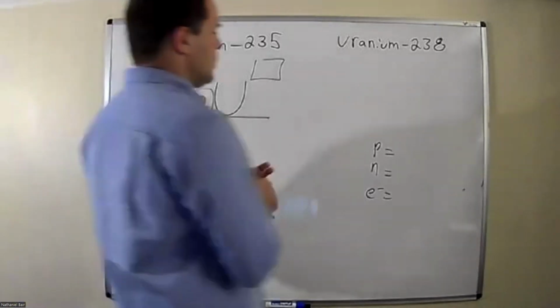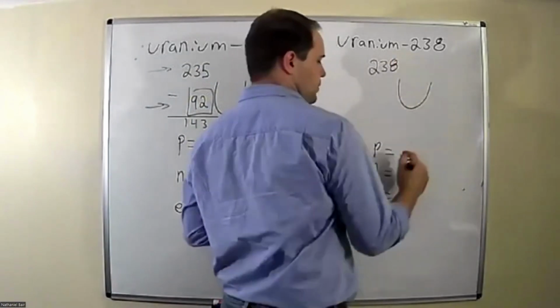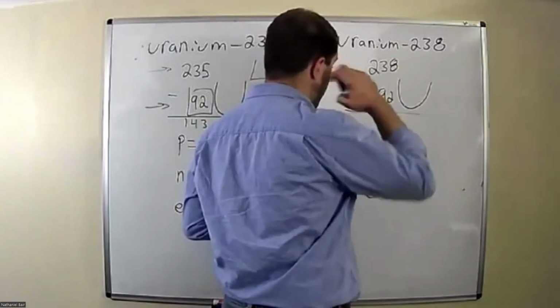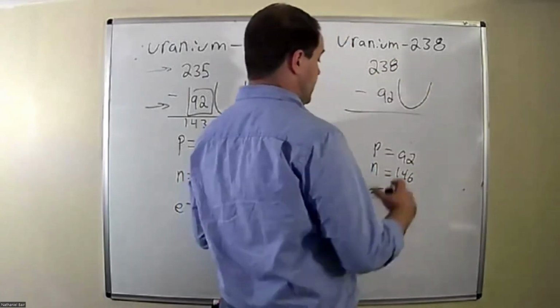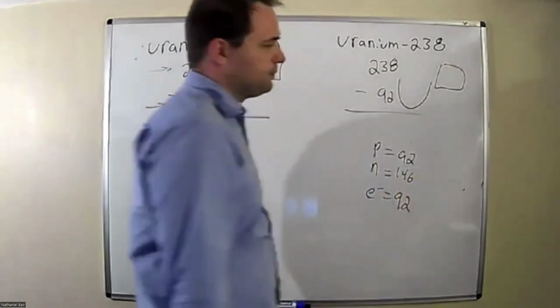All right. So uranium-238, it's still uranium. It's got an atomic number of 92. We subtract, now it's 146. Somebody tell me if I did that wrong. And then it's still neutral, so 92.